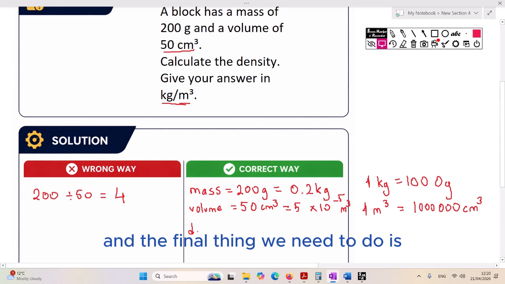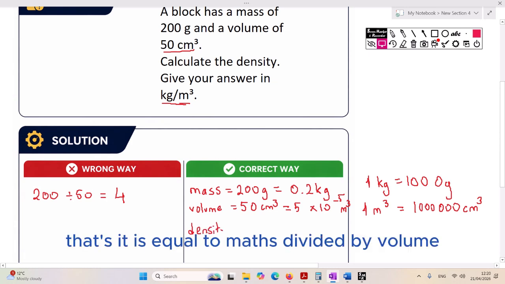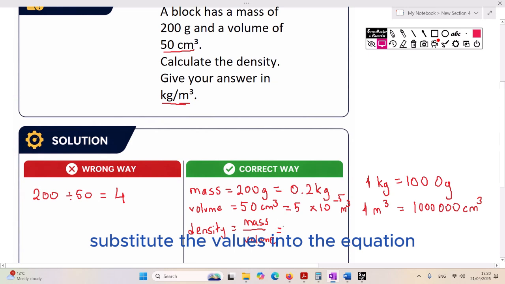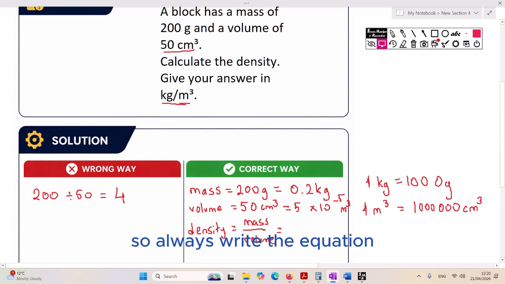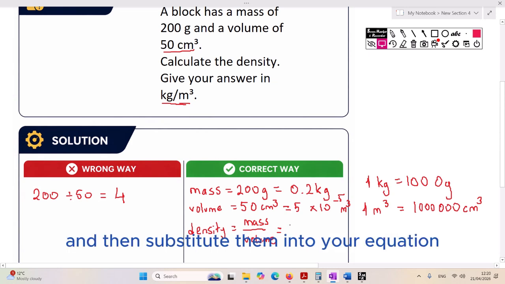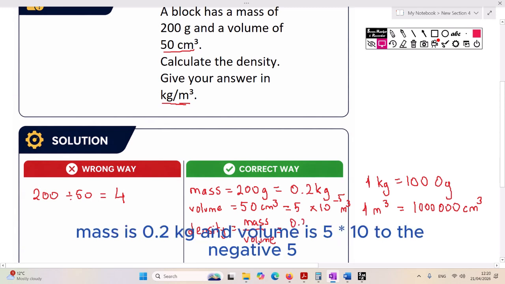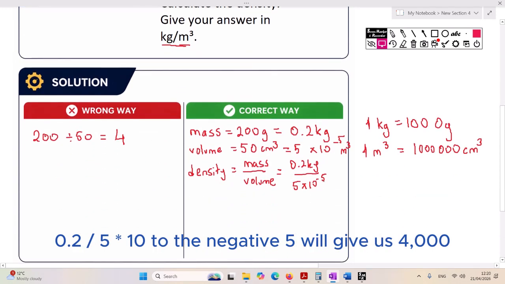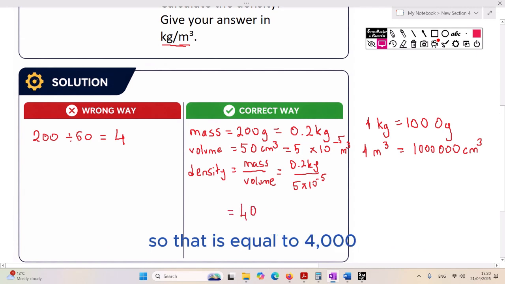And the final thing we need to do is we write the equation. Density is equal to mass divided by volume. Examiners like to see that you can correctly substitute the values into the equation. So always write the equation and then substitute them into your equation. Mass is 0.2 kg and volume is 5 times 10 to the negative 5. 0.2 divided by 5 times 10 to the negative 5 will give us 4,000. So density is equal to 4,000.